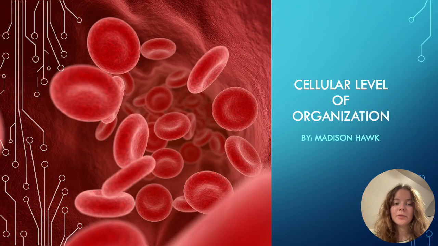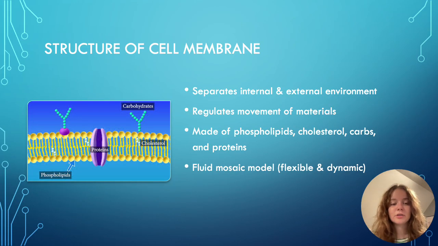I will be talking about the cellular level of organization today from Module 3. So first we're going to start off with the structure of the cell membrane. The cell membrane acts as a selective barrier separating the cell's inside from its surroundings. It's made of phospholipids, cholesterol, carbohydrates, and proteins. We describe this as a fluid mosaic model because it's flexible and dynamic and it can move parts around.